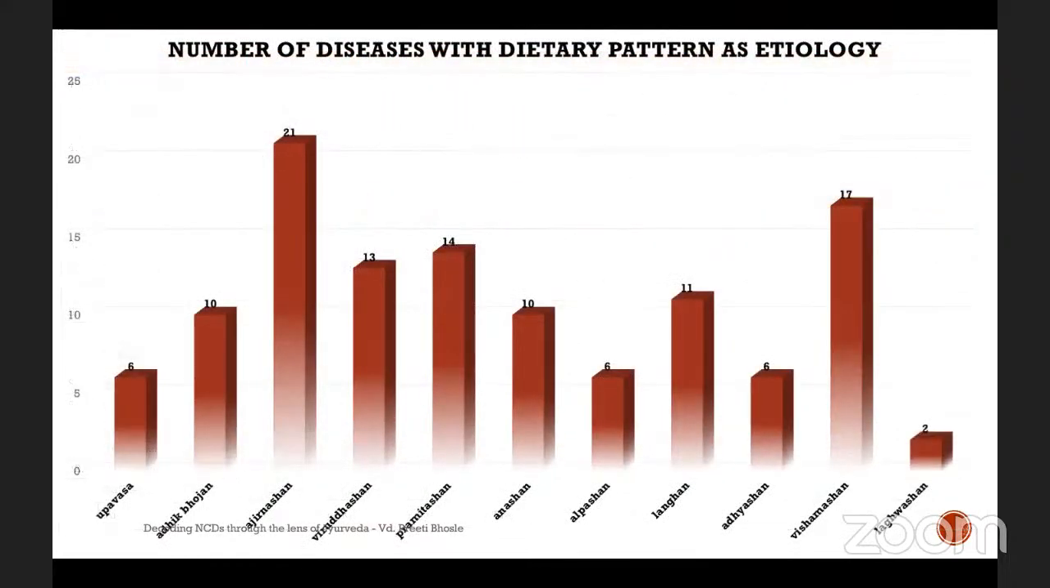Now this image, this graph, represents the number of diseases with dietary pattern as an etiology, and we can see that the maximum number of diseases are caused by ajirnashan. Then there is vishamashan, then pramitashan, that is eating less than required. Then we have viruddhashan, and others also follow.